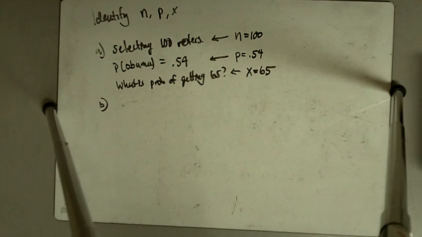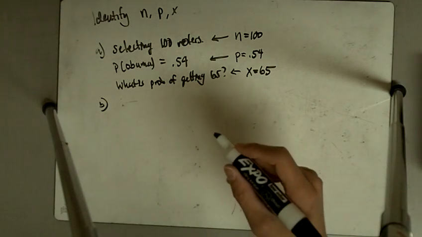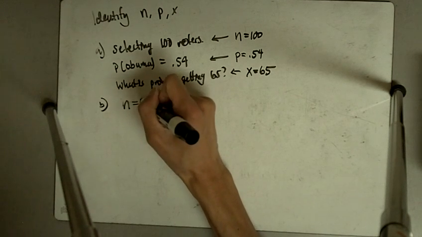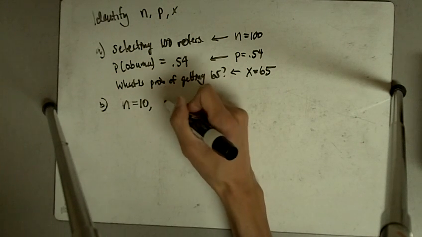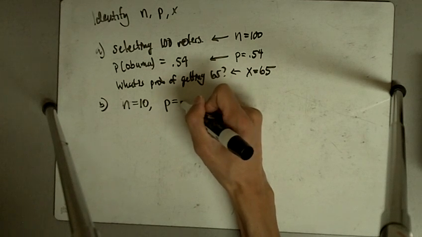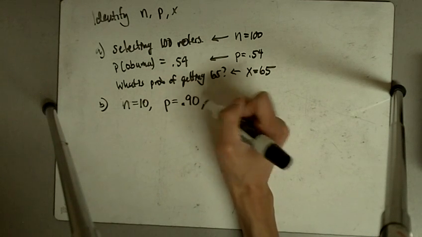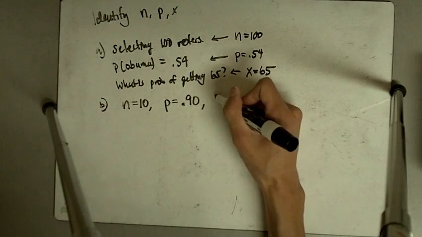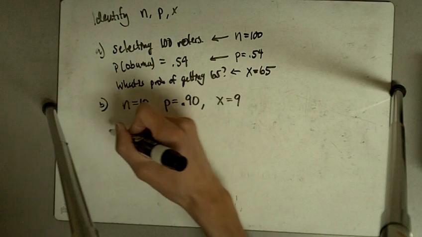In part B, it says the manufacturer of LoJack stolen vehicle recovery system claims that the probability that a stolen vehicle will be recovered is 90%. And it says what's the probability that exactly 9 out of 10 vehicles will be recovered? Okay, so how many vehicles total are we looking at? We're looking at 10 different vehicles, so our N is equal to 10. The probability that any one vehicle is recovered is 90%, so our P is 90%. And we're interested in getting 9 recoveries, so X in this case is equal to 9.